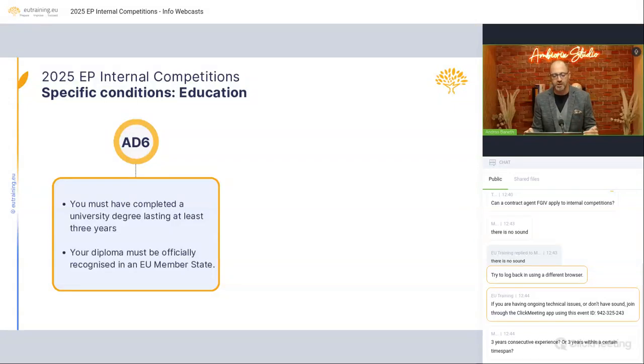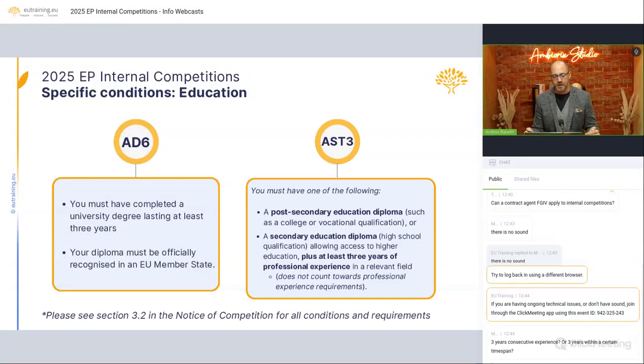It's just a minimum criteria that they require for the AD6, and it needs to be recognized in an EU member state, which means that if you obtained it in the UK or somewhere outside of the EU, you can still have it homologué. You can have the equivalence done and recognized in an EU member state.